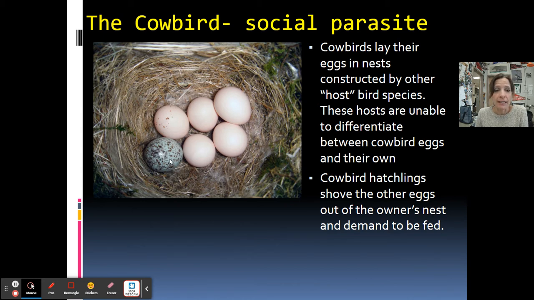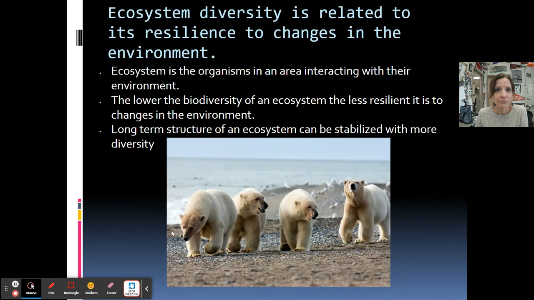So the parents of the cowbird, right, just leave their baby, and that's their way of being a social parasite, is that they take the nutrients from the babies, but not directly. So pretty cool.